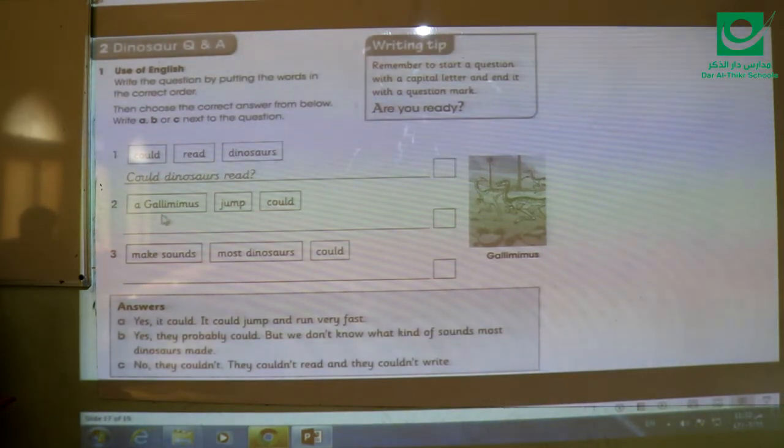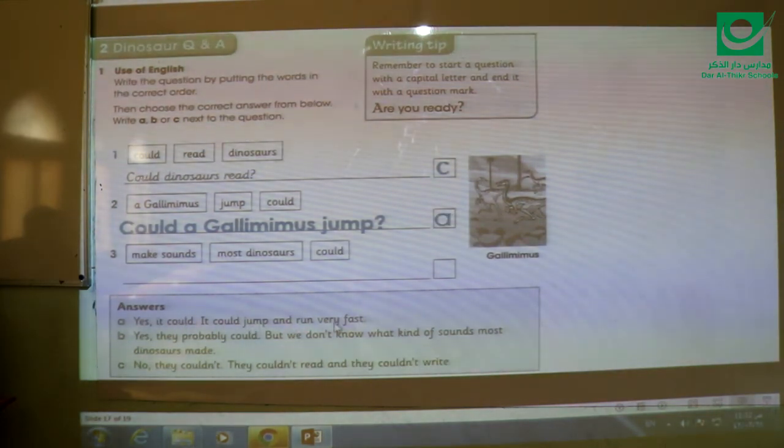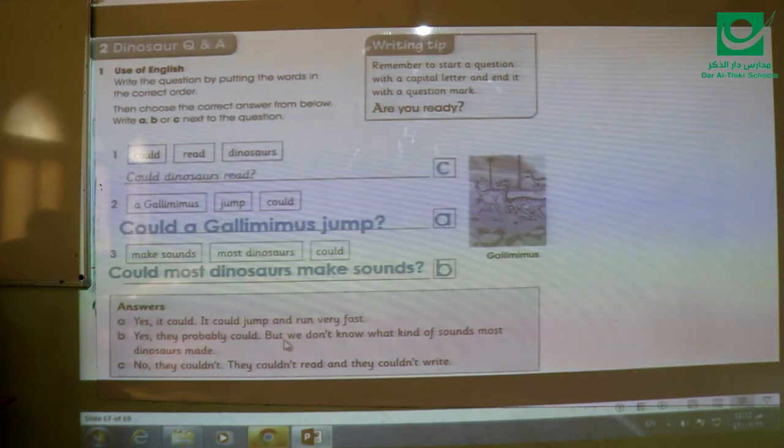Number 1, the answer is letter C. Could dinosaurs read? No, they couldn't. They couldn't read and they couldn't write. Number 2, the question will be, could a Gallimimus jump? And the answer will be letter A. Yes, it could. It could jump and run very fast. Number 3, the question will be, could most dinosaurs make sounds? The answer will be letter B. Yes, they probably could, but we don't know what kind of sounds most dinosaurs made.